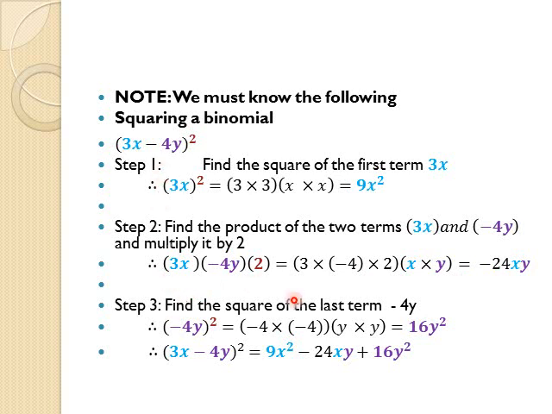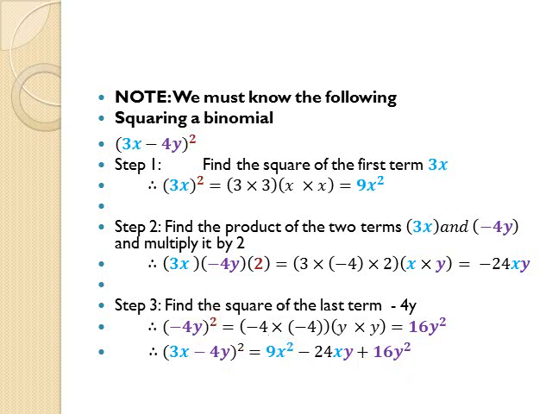For the end term, negative 4y times negative 4y. There also, learners forget it's negative times negative, so it becomes positive 16, and y times y becomes y squared. So whenever we square a binomial, 3x times 3x gives me 9x squared. 3x times negative 4y gives me negative 12y, times 2 gives me negative 24xy. Negative times negative, positive 16y squared.